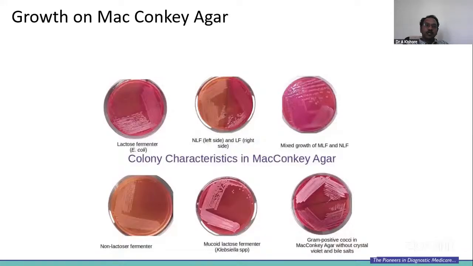On MacConkey agar you will see lactose fermenting colonies which are pink in color, whereas non-lactose fermenting colonies are pale. So you can easily differentiate them, as it is a differential media where you can differentiate between lactose fermenting and non-lactose fermenting colonies.